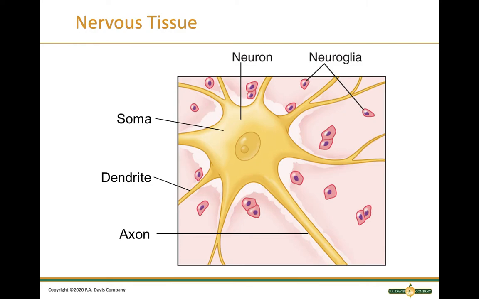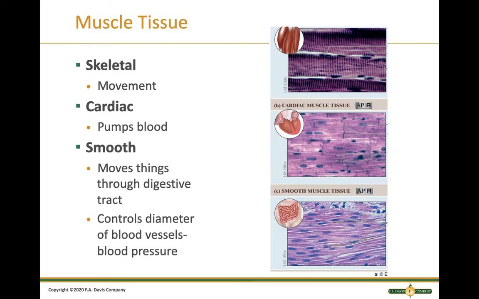Alright, next is the function of the nervous tissue. So here is a neuron. You can see there's lots of projections from it, and its main function is communication. We'll talk about it in more detail when we get to the nervous system. Then the muscle tissue, there are three types.